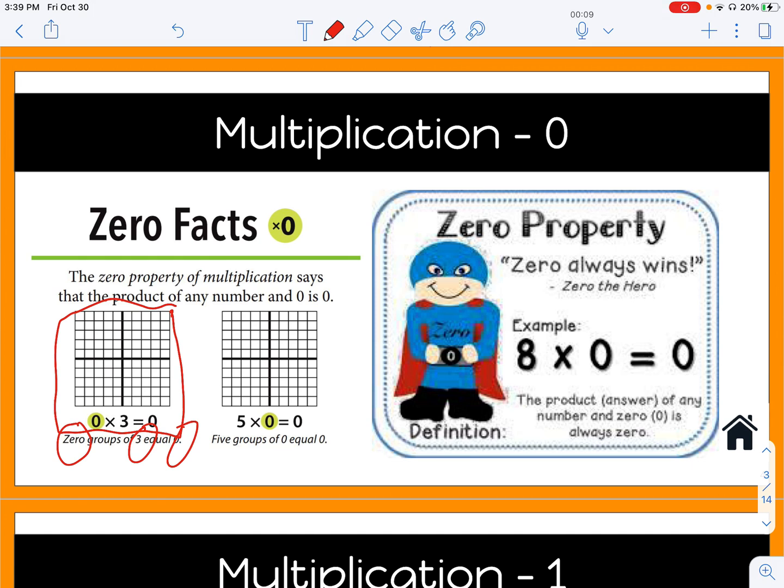So you can think of the 0 property as: 0 always wins, because 0 is the hero. The product, or the answer, to any number and 0 is always 0. That is a pretty basic thing to remember about multiplication. Whenever there's a 0 by itself, not a 10 or a 20, but a 0 by itself, your answer is going to be 0.